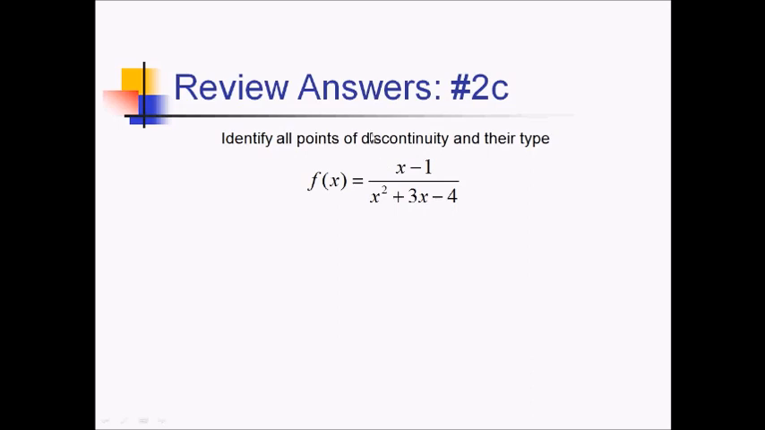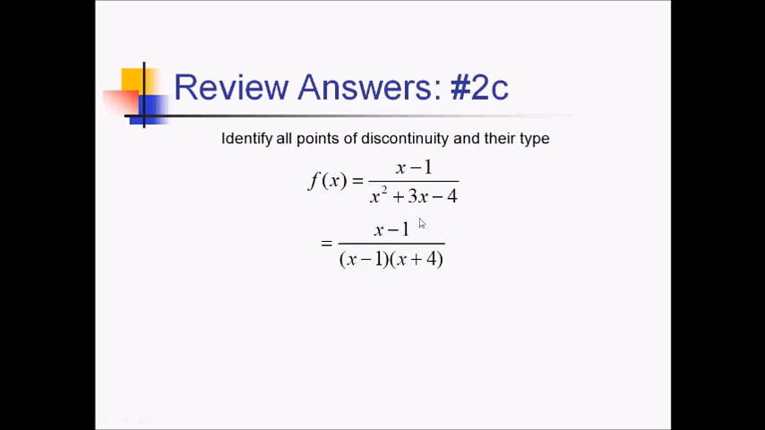We're trying to find points of discontinuity and their types for this problem here. Since this is a rational function, we have to look for things that are going to make the denominator 0. And to do that, it's also good to factor this so we can see if we have any common factors with this x minus 1 up here. So we need two things that multiply to -4 and add up to 3. That would be -1 and +4.